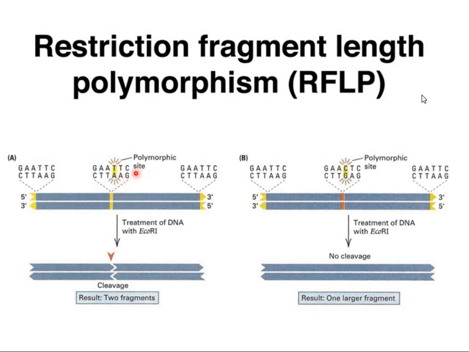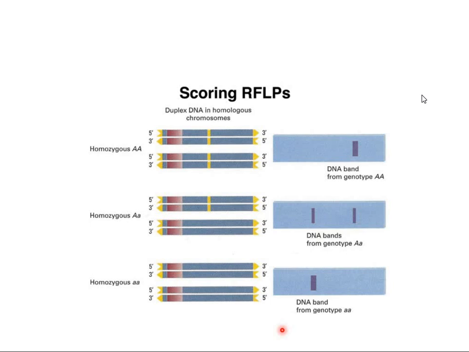This polymorphic site either can be digested by the restriction enzyme, or, here, it cannot be digested because of the change in the sequence. If it can be digested, it will be cleaved into two fragments. If it is not digested, because there is a change, it will not be cleaved into two fragments. And that's what you can analyze, whether it was cleaved or not, using restriction fragment polymorphism and gel electrophoresis.